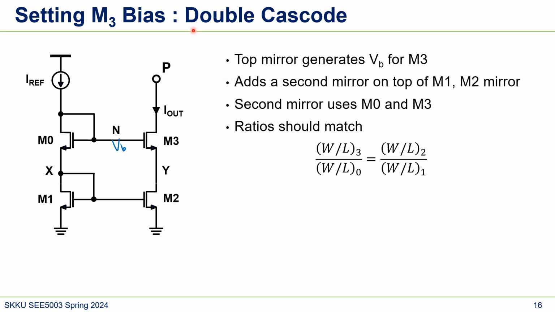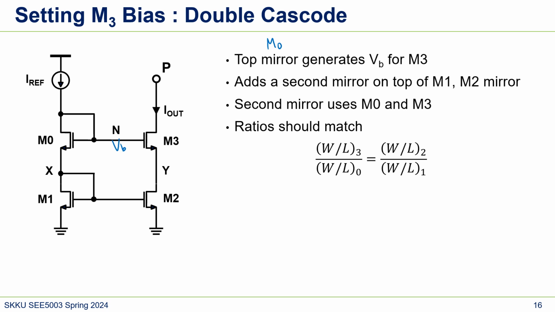One way to do it is a double cascode. We add this M0 here, so the top mirror generates VB for M3. This top mirror, M0 and M3, is a second mirror on top of the M1 and M2 mirror. And the sizing follows the ratio between them: the ratio of M1 to M2 should be equal to the ratio of M0 to M3.